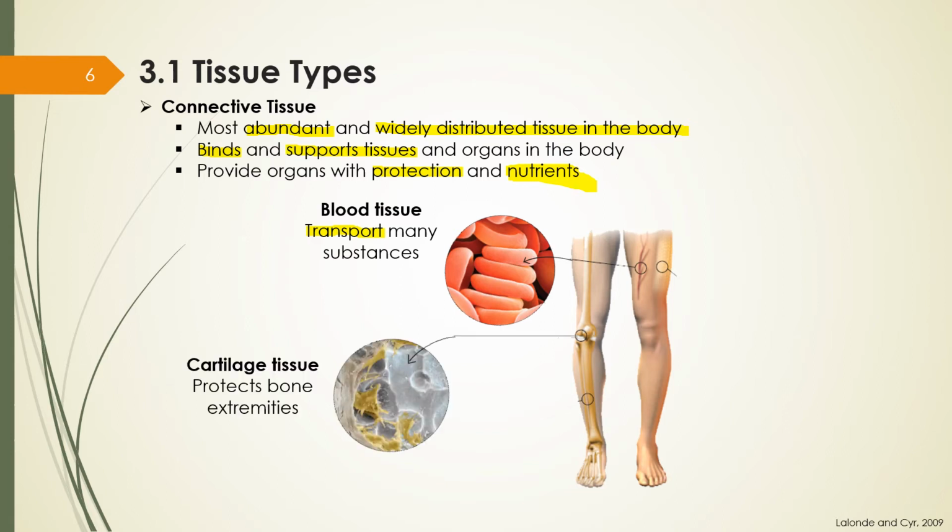Another example here, cartilage tissue. The cartilage from your knees, for example, what's the function? The cartilage protects bone extremities. So the cartilage protects the bone, okay? The cartilage is like a smoother tissue that protects the bone extremities against, for example, deterioration, okay?